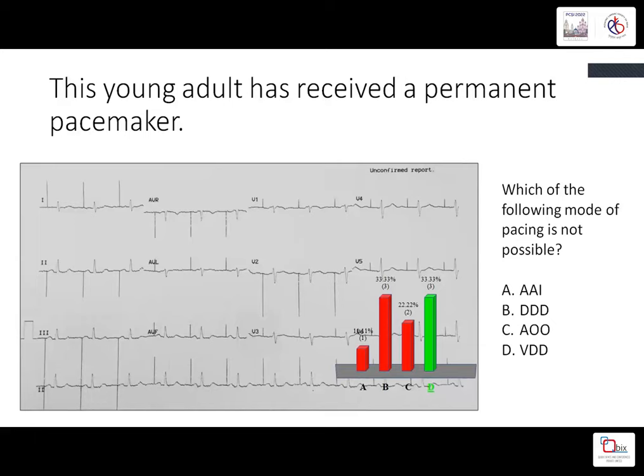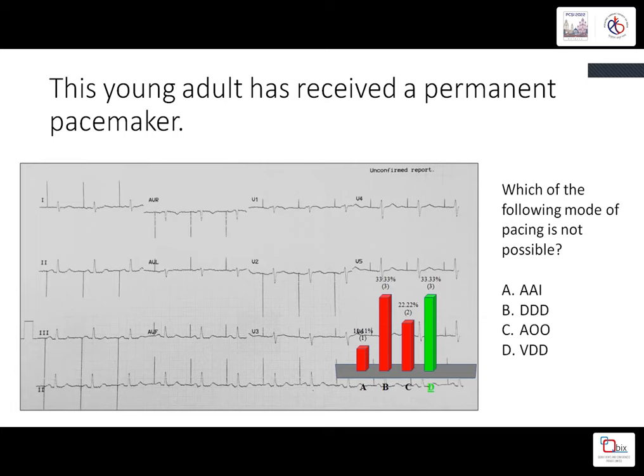So this can happen if the patient has sick sinus syndrome. You put an AAI pacemaker, only one lead in the atrium. This can happen. Same thing with the AOO mode, where there is uninhibited pacing. Can this be DDD pacing? Very much, because the ventricle is sensing, so you are keeping quiet. So options A, B, C are possible.